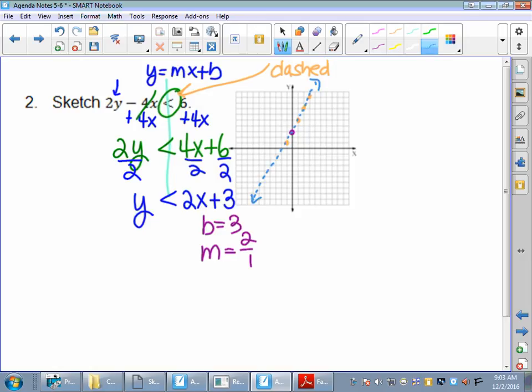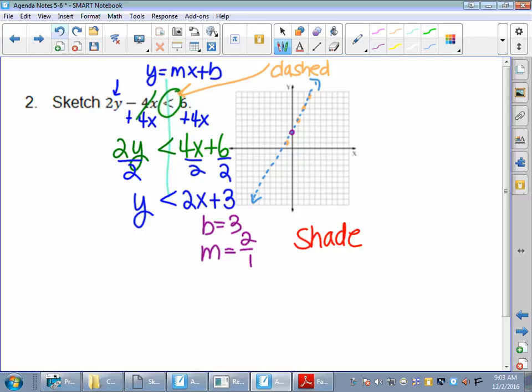I have seen some teachers have their students make the line but then do this to show that it's dashed. I would be okay with that if you like that. I think it looks messy like a bunch of train tracks, so I'm going to just do the dashing like that. But either way would be okay. And last but not least, before we walk away from this, we need to decide on the shading.